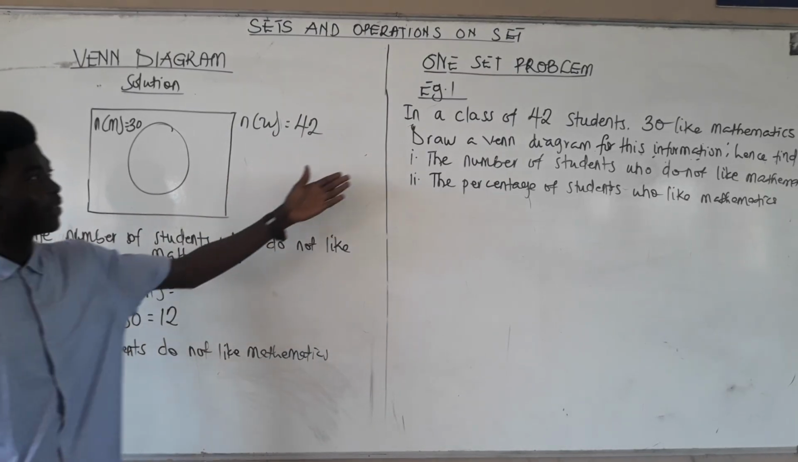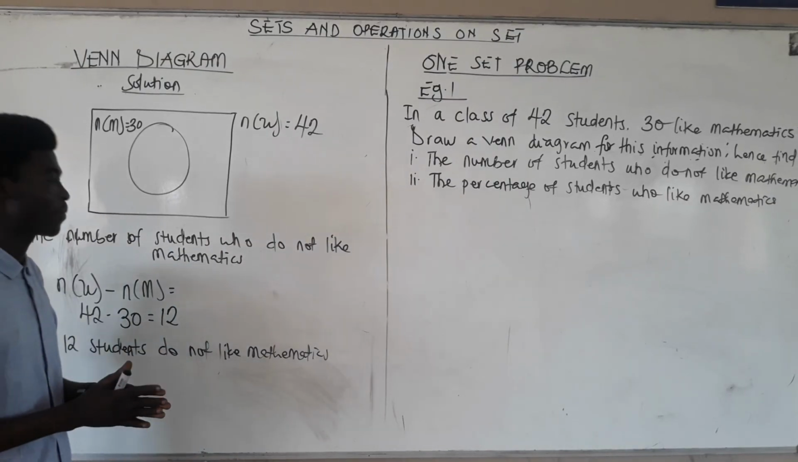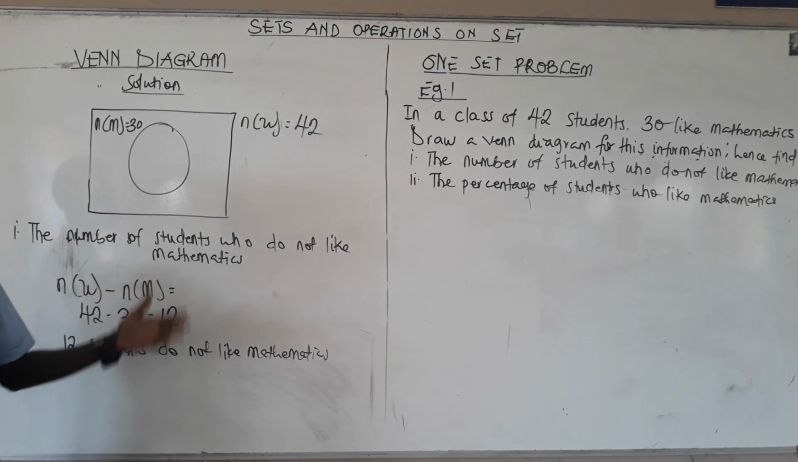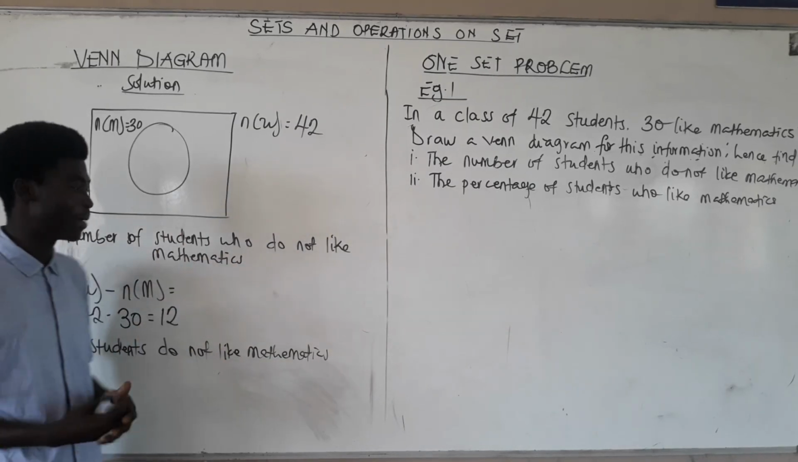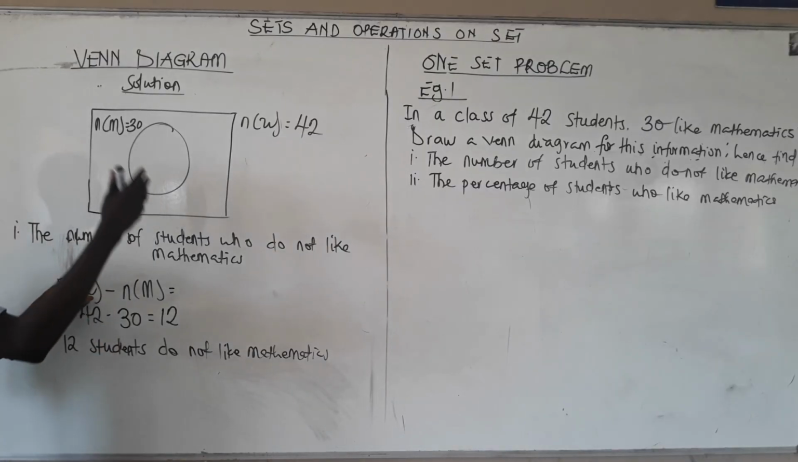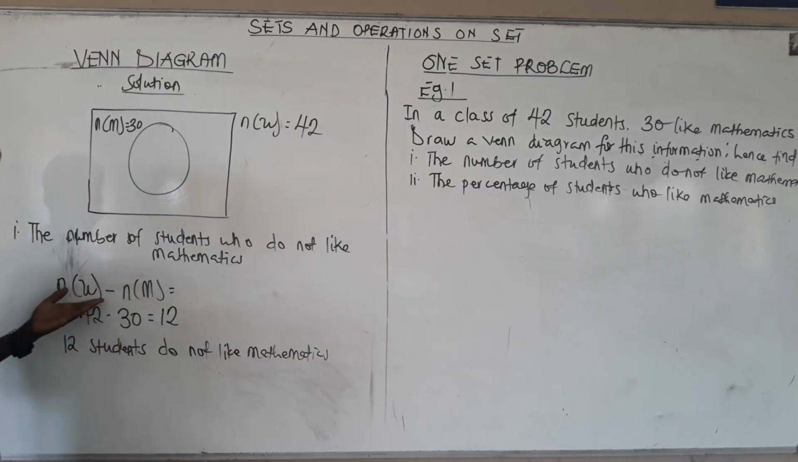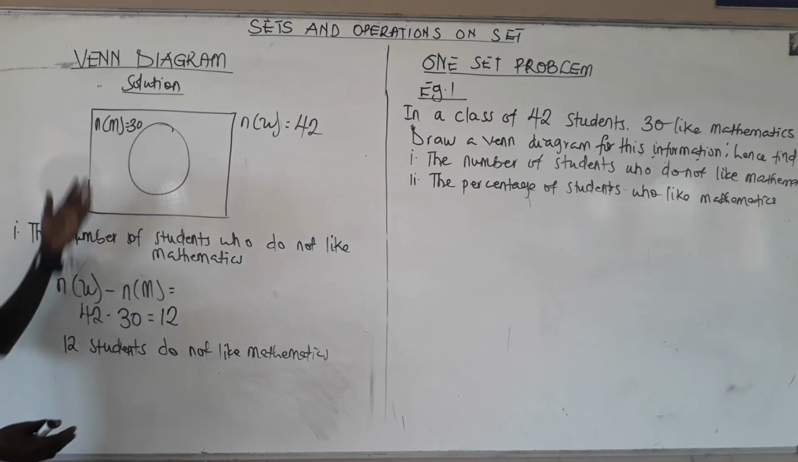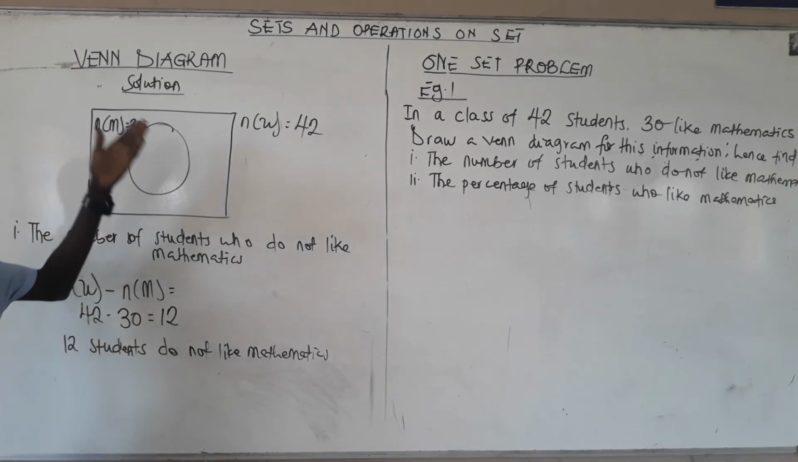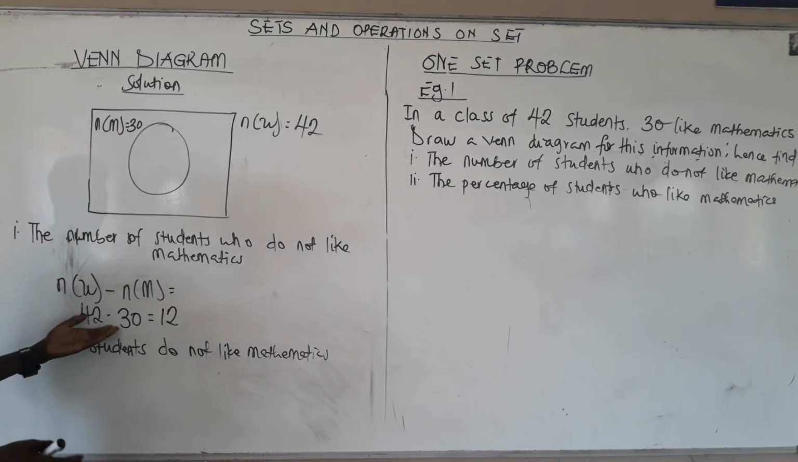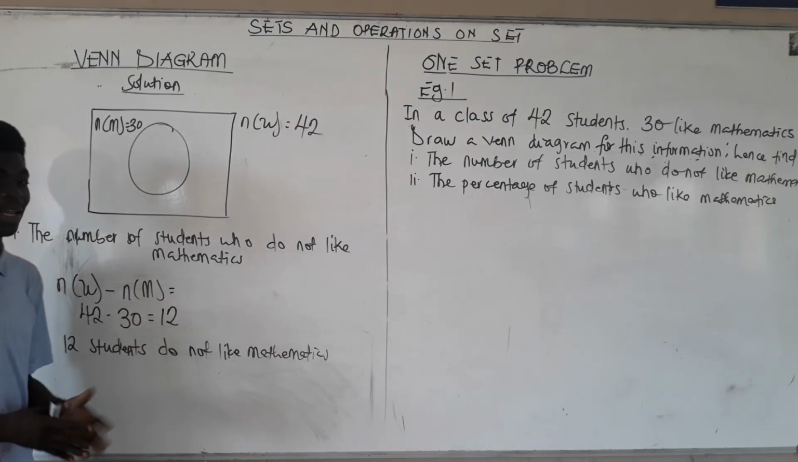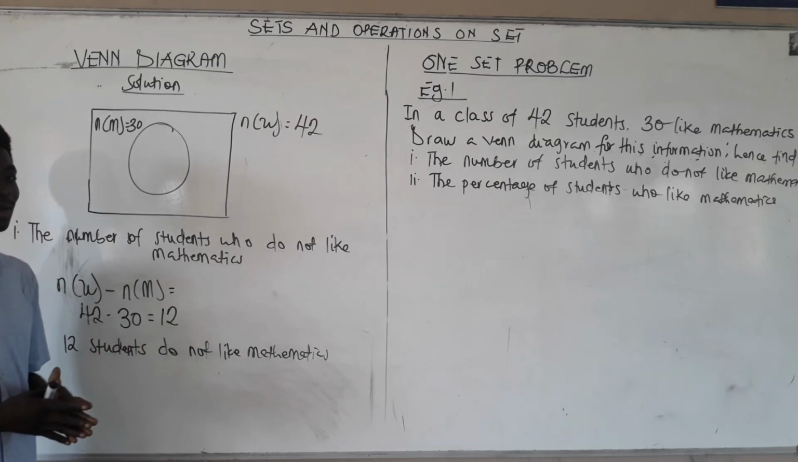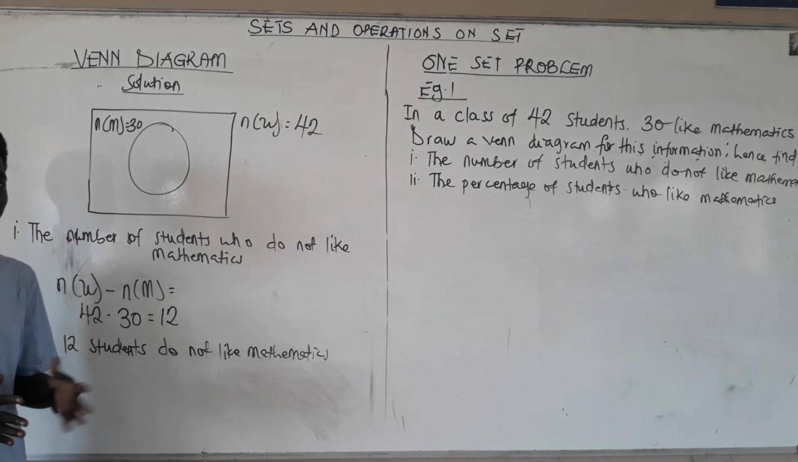So we are done with the first question, the number of students who do not like mathematics. It is the number of students in the class, represented by U, the universal set, minus the number of students who like mathematics, which is n in the Venn diagram. We get 42 minus 30, which is 12. So we conclude that 12 students do not like mathematics. Now let's solve the second question, the percentage of students who like mathematics.